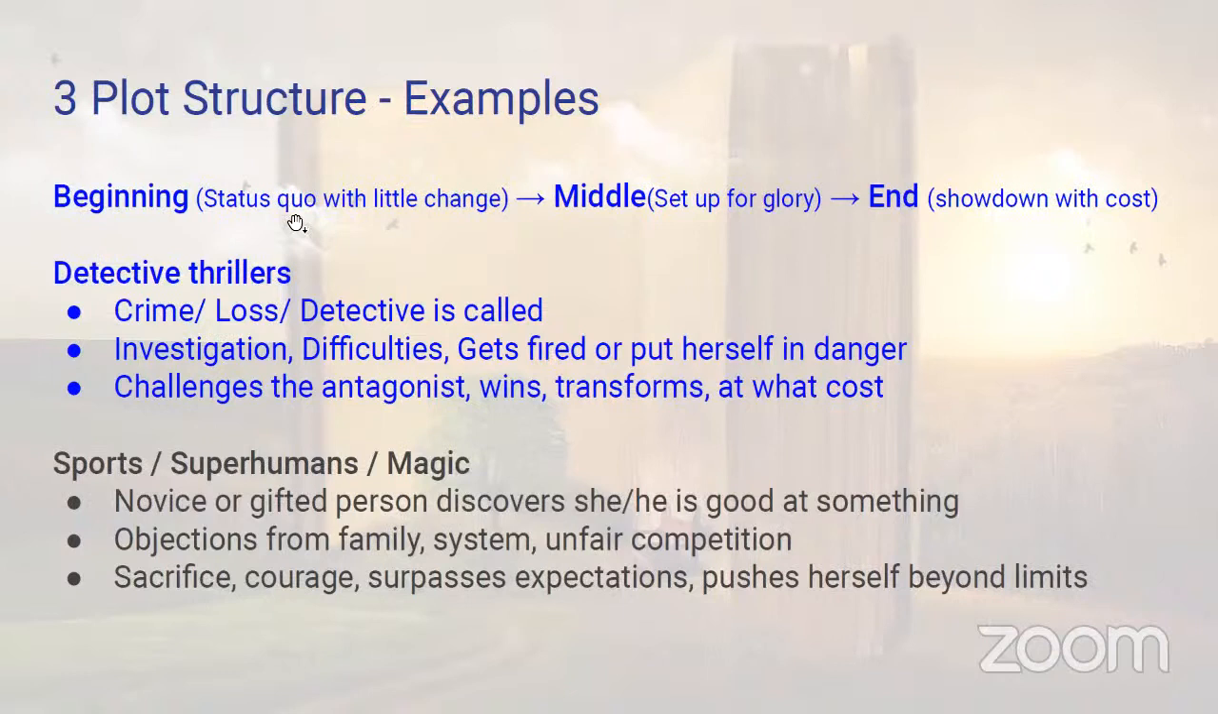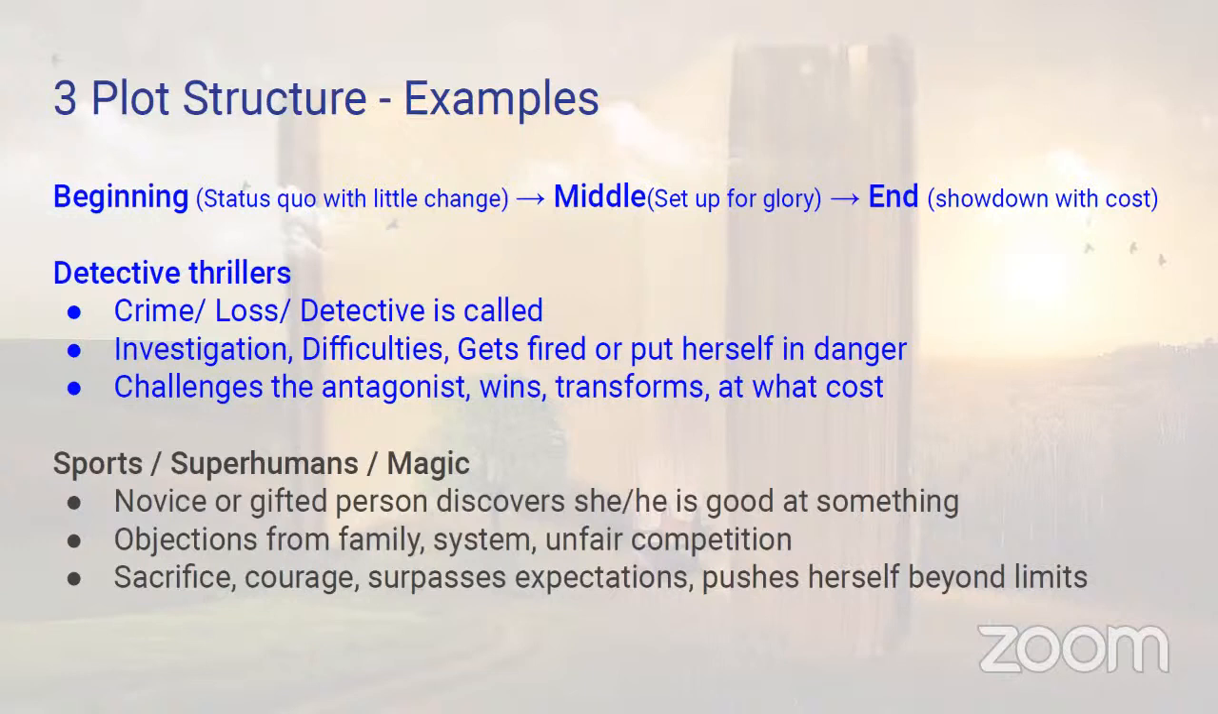So the little change, which is normally ignored, or not acknowledged, happens. That is typically where the first part of the three-part plot structure ends. From there, we pass it on to the middle part, which is where the protagonist, or the hero, or the main character understands what is possible, how to achieve that, and what the challenges are.